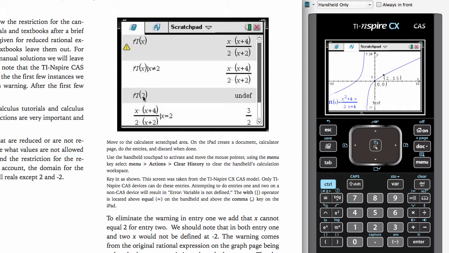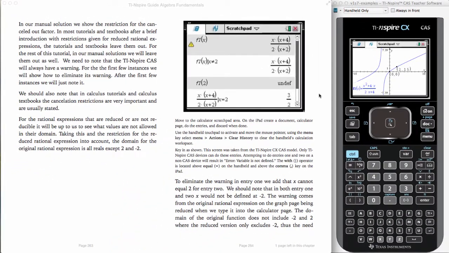If we type in f1 of 2, it goes back to our original function, and in our original function, you cannot substitute in the 2 because it causes division by 0, so it comes out with undefined. But if we go to this simplified answer and substitute in x equal to 2, it tells us that 3/2 is the answer. So the hole in the graph is actually equal to 3/2. The f1 that we're talking about is our cubic function, not the f1 over here, which is the reduced form. Let's go ahead and turn to the next page and look at it.